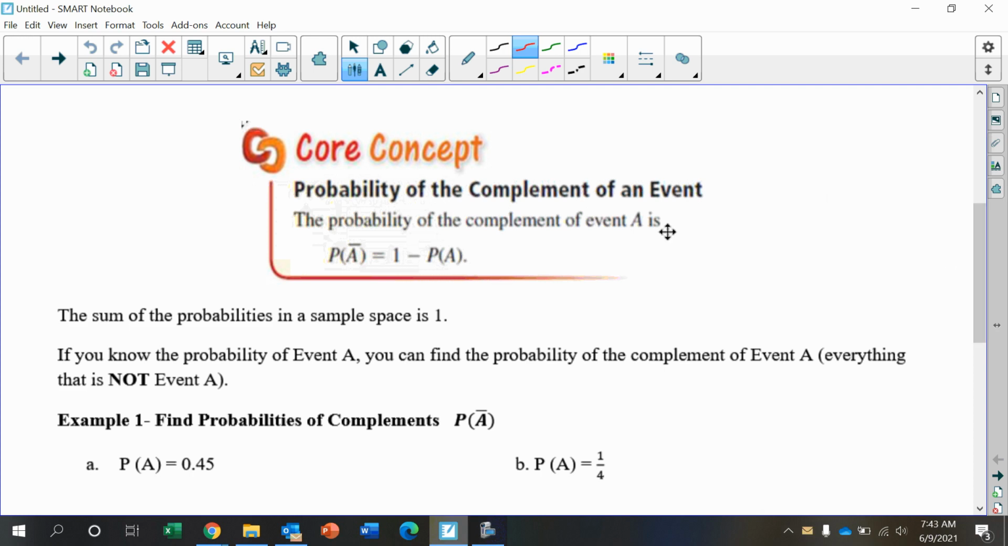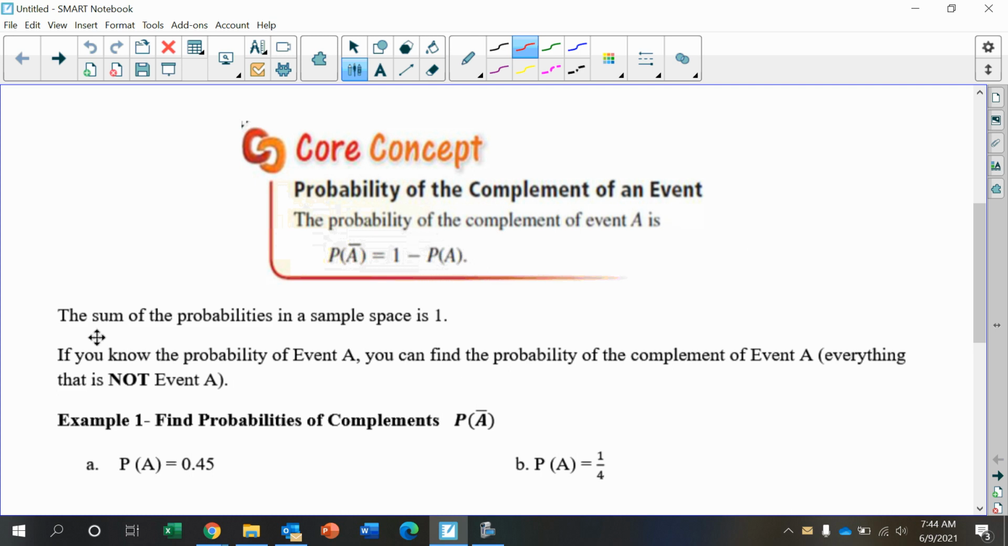Okay, so what we're going to talk about is the probability of a complement of an event. Complement means if I'm asking for something not to happen, the complement would just be the opposite. What's the probability of it raining today? I think it's like 80%. Now the complement would be 20% of not raining today.